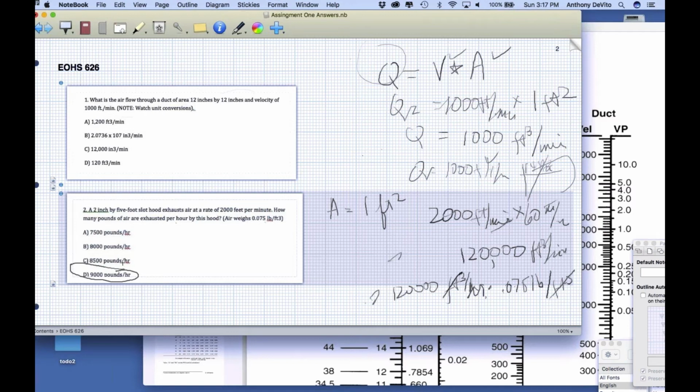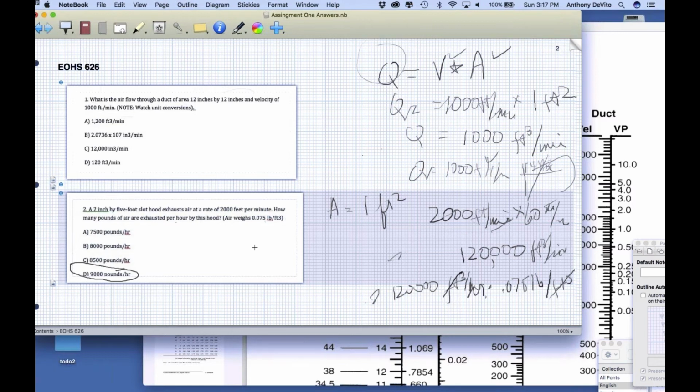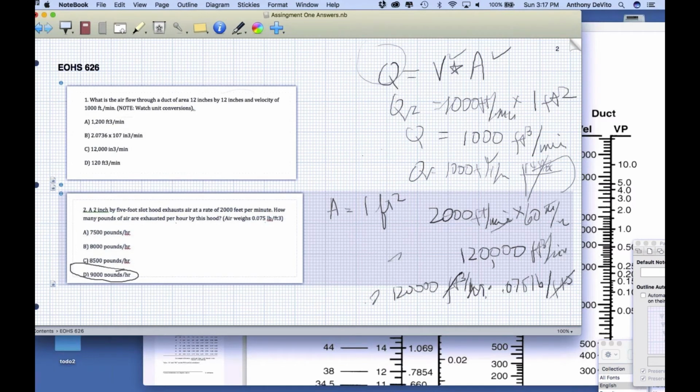But let's see, I just want to make sure we got that right. 2,000 feet per minute. Let me just go back over this. Times 60 minutes is 120,000, times 0.075. I think we got that right. So that should be 9,000 pounds per hour.